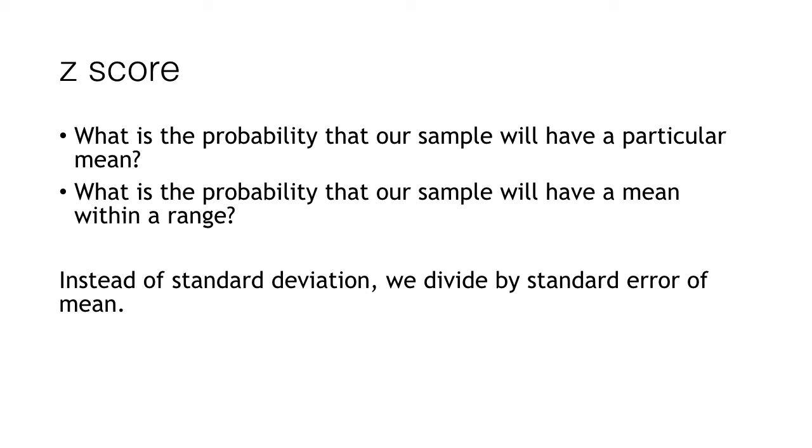So why? Well, what we're going to do is simply use a z-score again to figure out the probability that our sample will have a particular mean, or the probability that our sample will have a mean within a particular range. And your textbook gives you several examples of that. So instead of the standard deviation to figure the z-score, remember we're going to take the difference between the mean for our sample and the mean that we know for the population. We divide that by the standard error of the mean instead of the standard deviation.